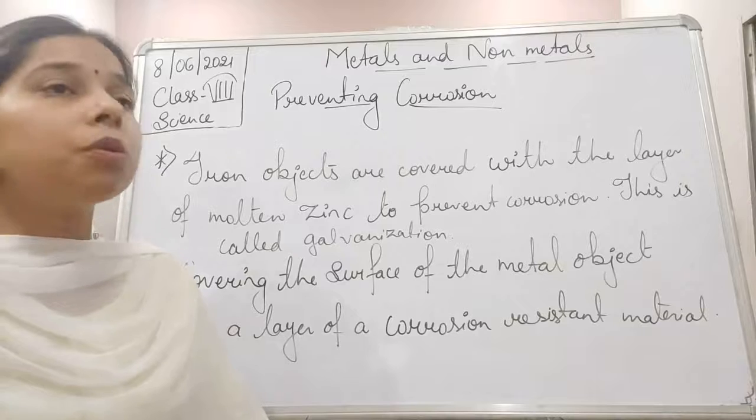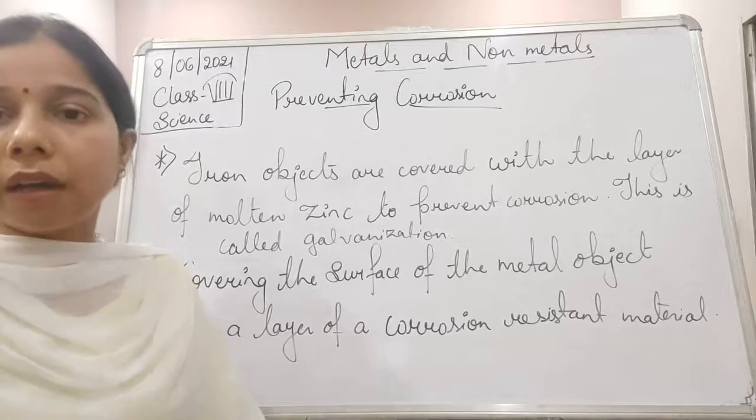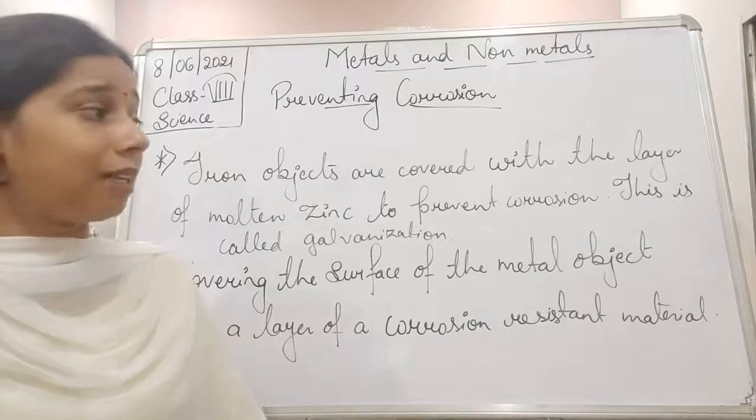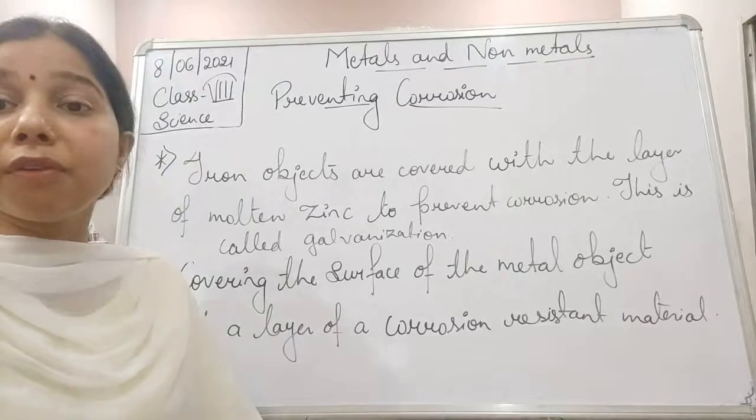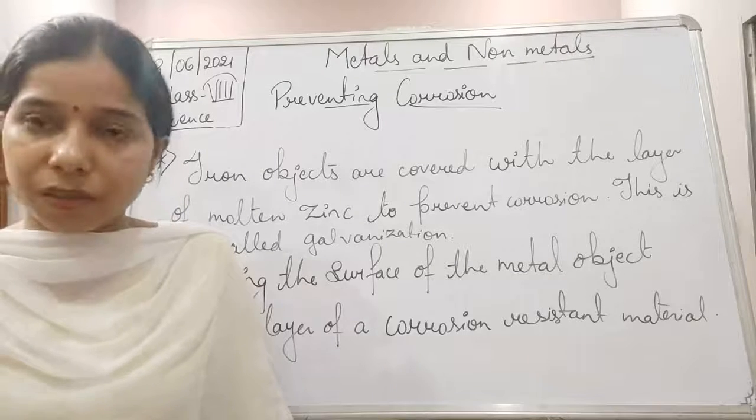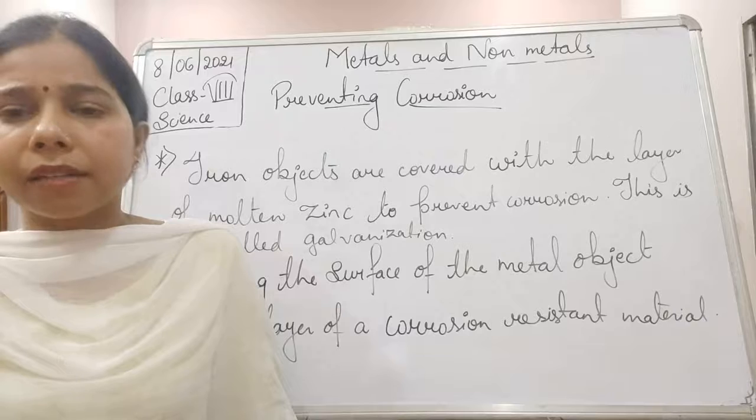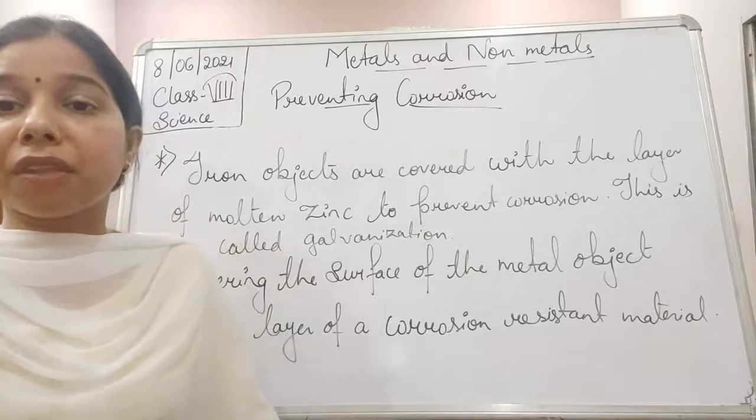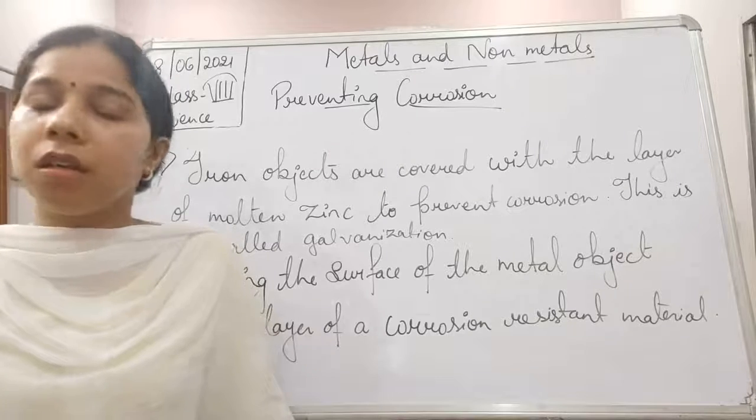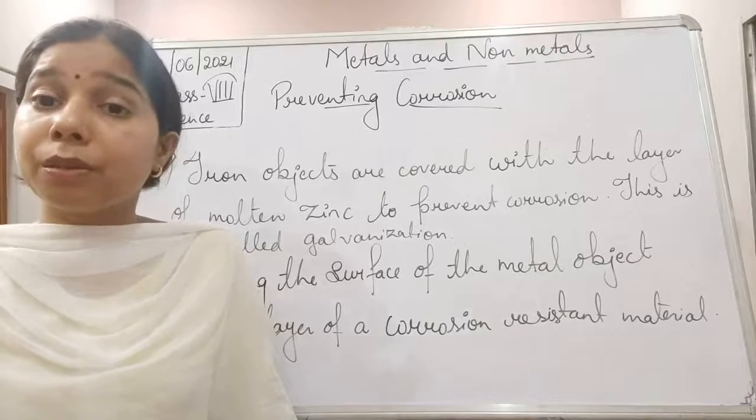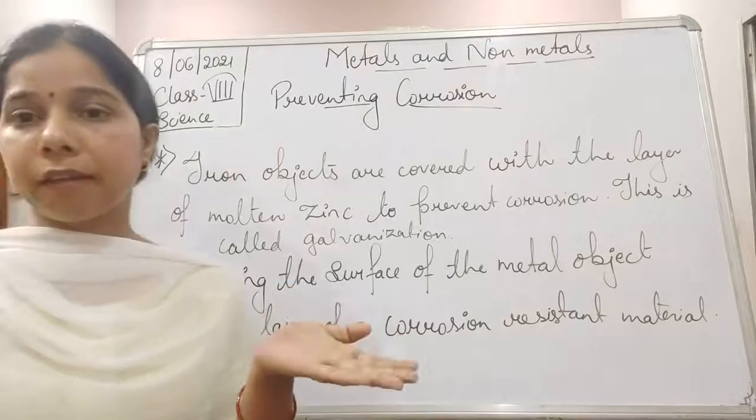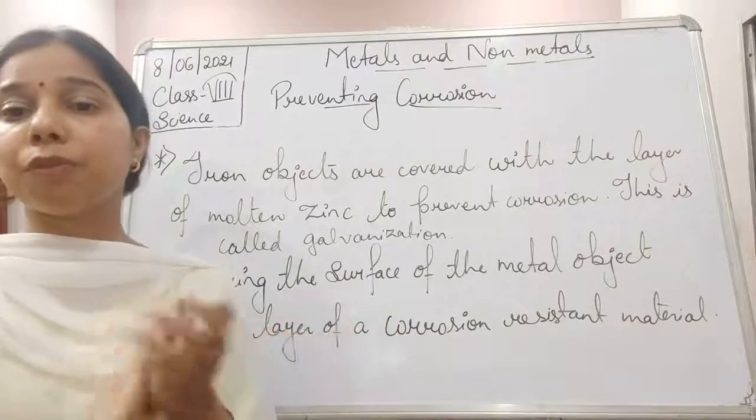So in order to prevent rusting of iron, we use the galvanization process, in which the iron object is covered with a layer of molten zinc. Since zinc is least reactive, or unreactive, to the oxygen or the moisture present in the atmosphere, ultimately that will help in preventing corrosion. So what will happen if a layer of iron is there and we cover it with molten zinc?